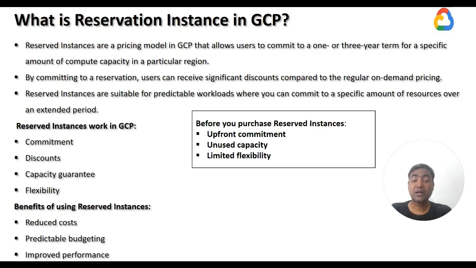Commitment period: you choose how long you want to commit to using these resources, typically for 1 year to 3 years. Discount rate: you get a significant discount on the on-demand price of resources, typically up to 70% off. Capacity guarantee: Google guarantees that your reserved resources will be available to you whenever you need them, even during peak usage time. Flexibility: you can modify or exchange your reserved instances through their term to adapt to changing workload needs.